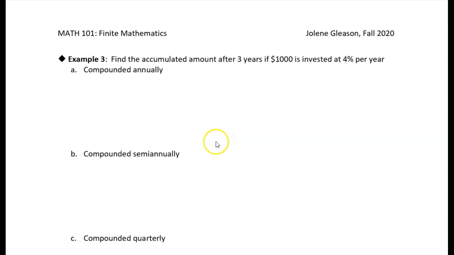All right, so let's get some practice applying the compound interest formula. In this example, we're going to compare what happens with different numbers of conversion periods.